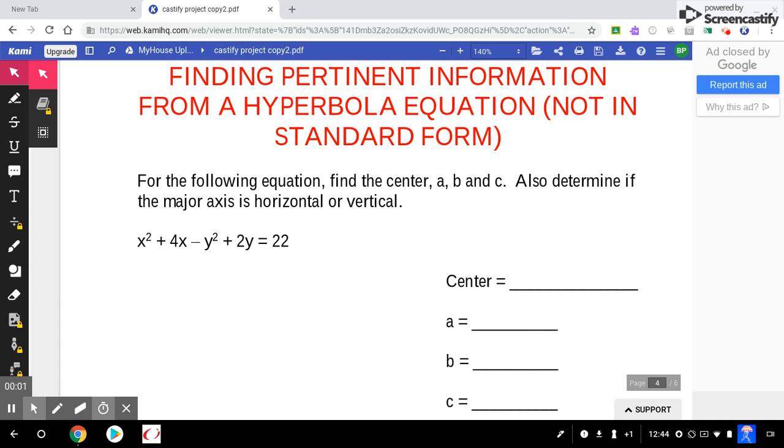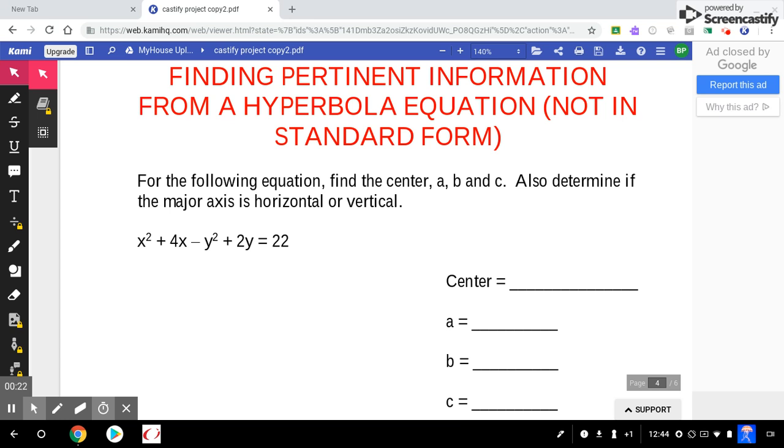Hey, welcome to the video on how to find some pertinent information from a hyperbola equation. Typically you would be finding such information to do a graph. We're not going to go that far on this video. There should be another video available about graphing hyperbolas if you want to check that out.